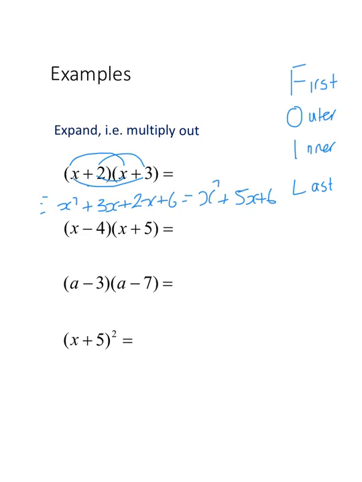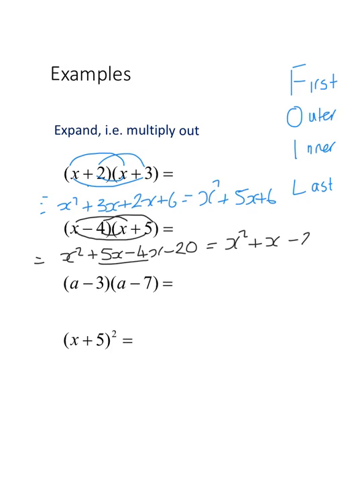Looking at this one here, following the same idea, two first terms, x times x is x squared, two outer terms plus 5x, two inner terms minus 4x, two last terms, watch those signs, minus 4 times 5 is minus 20, which simplifies down to x squared plus x, got 5x minus 4x, minus 20.